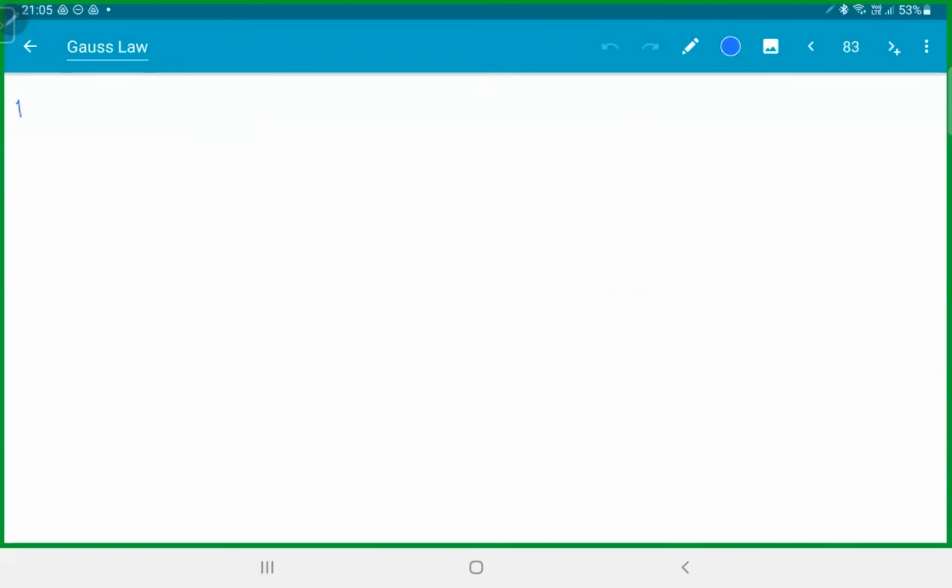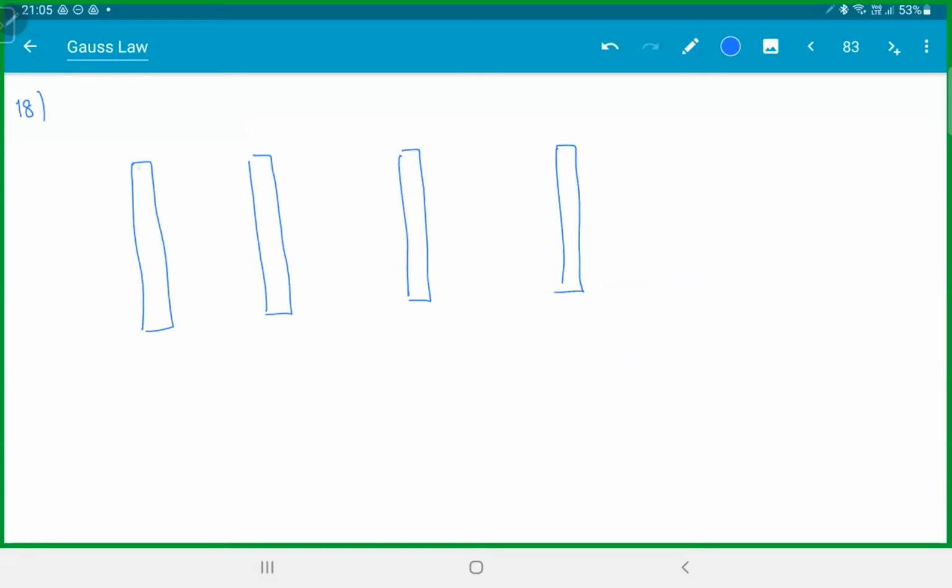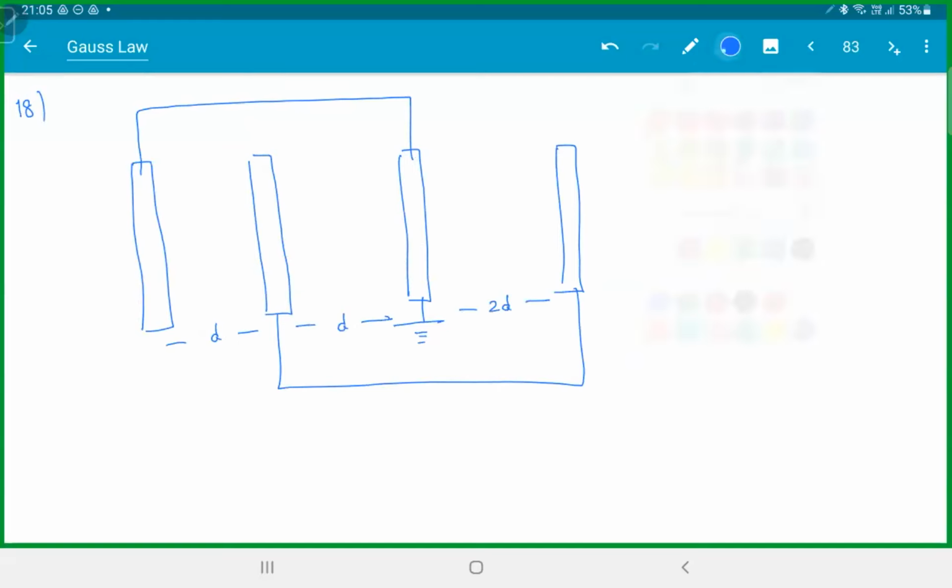Now this is a good one. I'll combine everything now. Parallel plate, parallel plate, parallel plate, parallel plate. These two are connected, these two are connected, and this guy is grounded. This is D. This is D. This is 2D. This is Q, minus 2Q, 3Q, 4Q. Now tell me the distribution. If you got this, I think parallel plates you're clear.